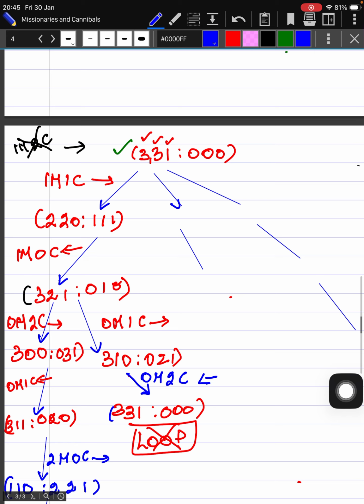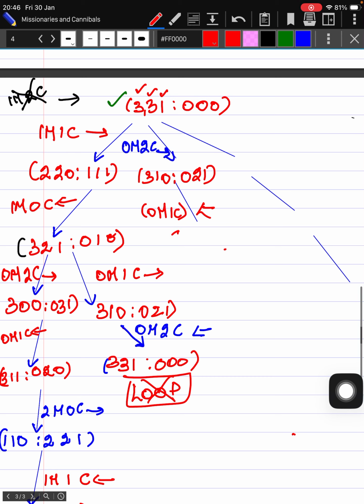What if I take 0 missionary and 2 cannibal here from left to right? What will I get here? I'll get 3 missionary, 1 cannibal, 0 boat in the left side, 0, 2, 1 in the right side. Right? Again, 0 missionary, 1 cannibal from right to left. What will I get here? Again, 3, 2, 1 colon 0, 1, 0. Again, this is also not the right path.